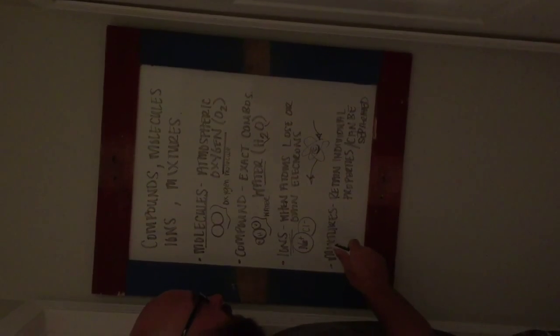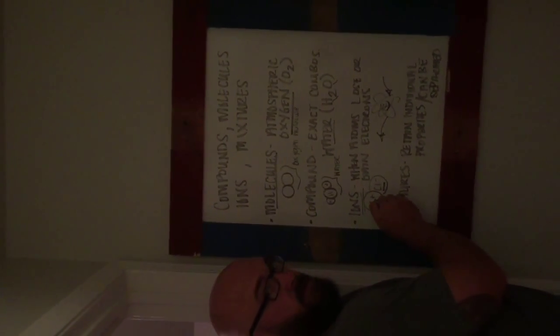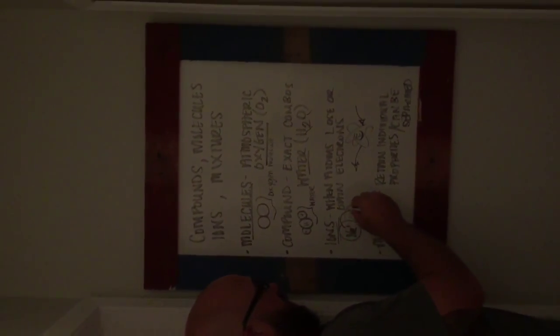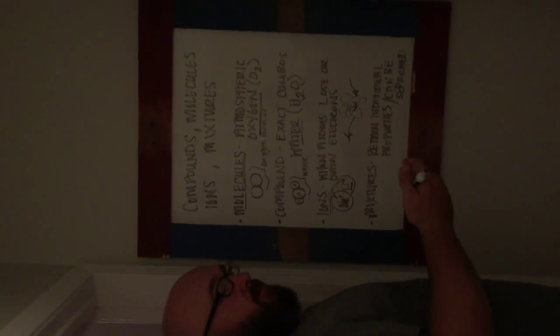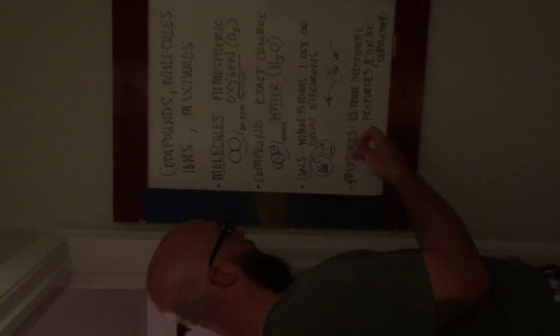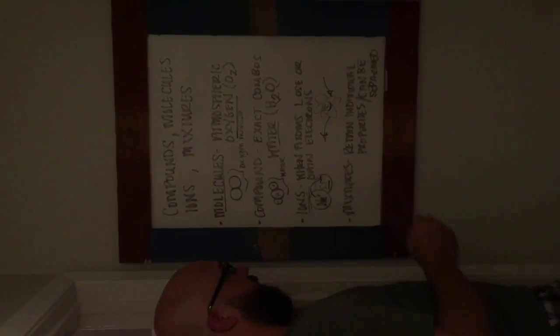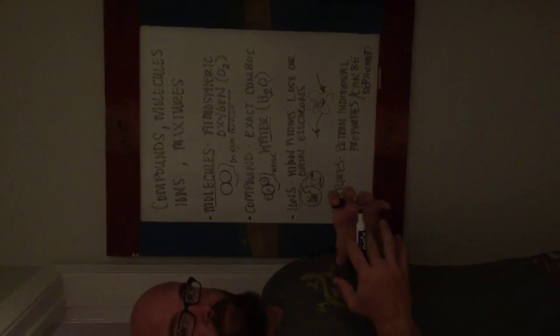Okay, for example, table salt, which is a combination of sodium and chlorine. When those two things get together, the sodium actually loses an electron to the chlorine. Electrons are negatively charged, remember? So when it loses that electron, the sodium is going to take on a positive charge and attract the chlorine, which is going to take on the electron, which is going to give it a negative charge. So those two things are attracted to each other.